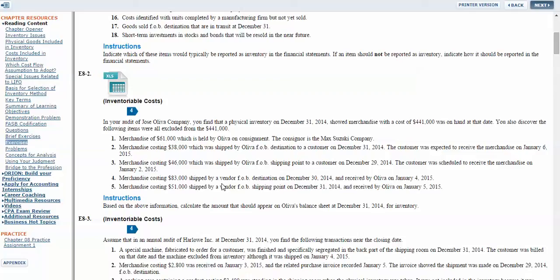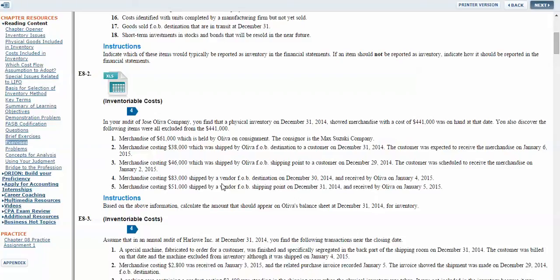Number 4, merchandise costing 83,000 shipped FOB destination on December 30th. The merchandise was shipped by a vendor, so they're being shipped to us. We're the buyer in this case. We're the middleman. So the goods are not ours until they get to us. We didn't receive them until January 4th, so they shouldn't be in those end of year numbers, and that's correct.